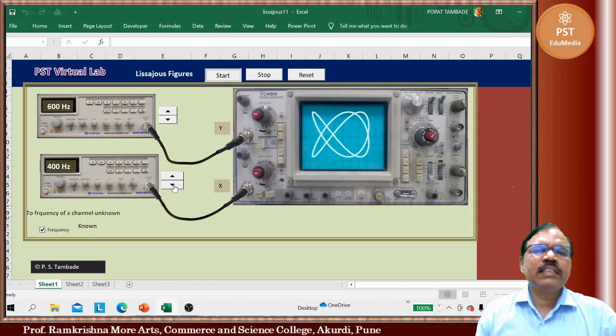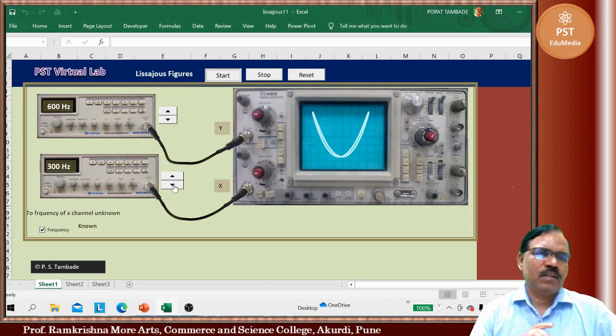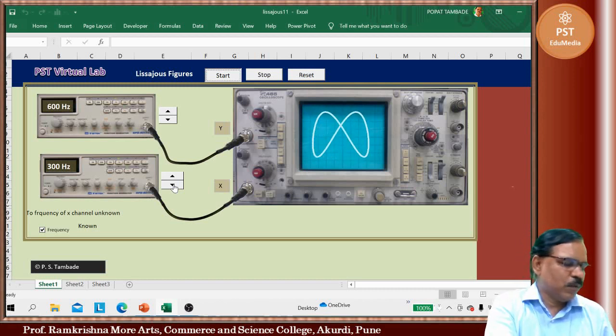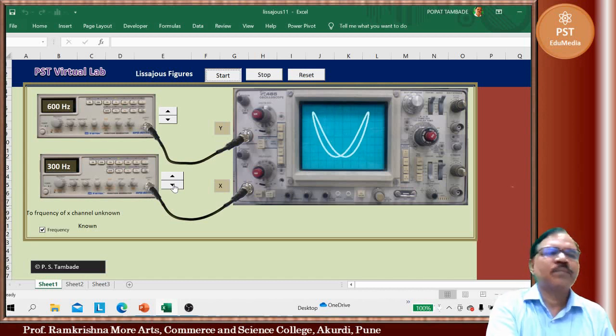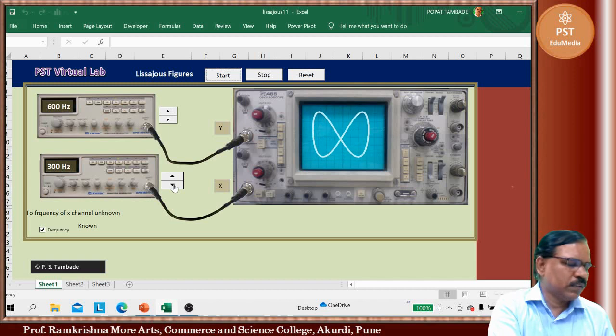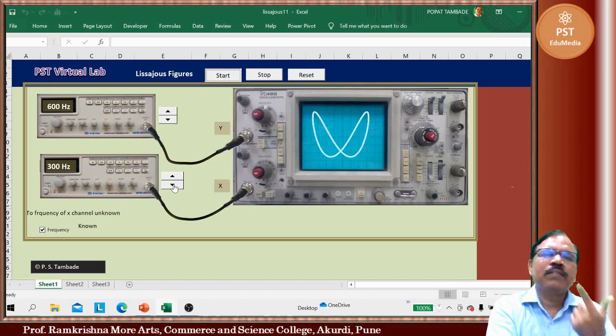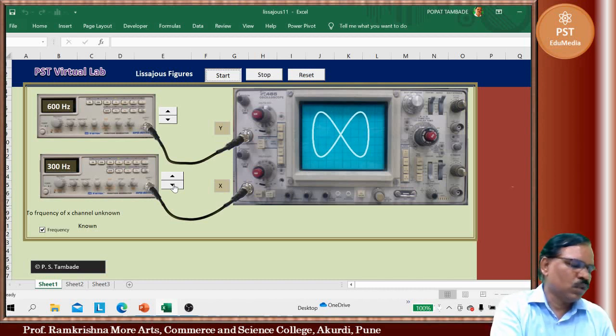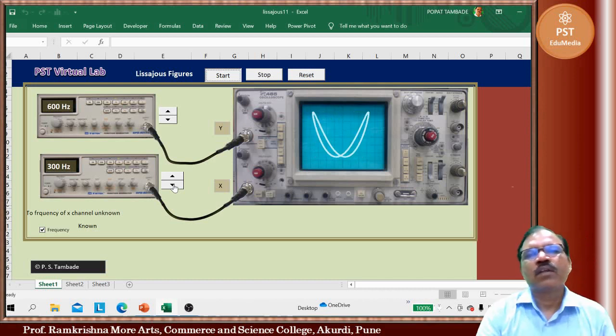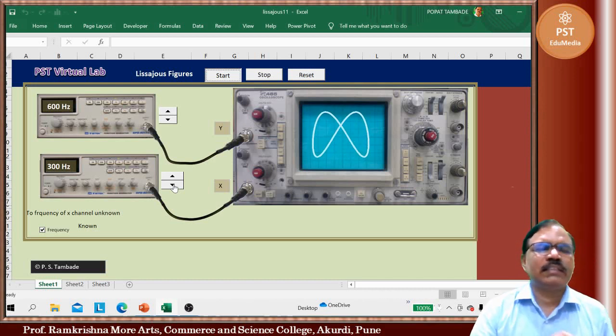Now you can change the frequency ratio. So I will change frequency. Now see, I have taken f1 300, f2 600. So what is the frequency ratio? f1 to f2 is 1:2. So the frequency along the x axis is less, and the frequency along the y axis is more. So we got two loops along the x axis.